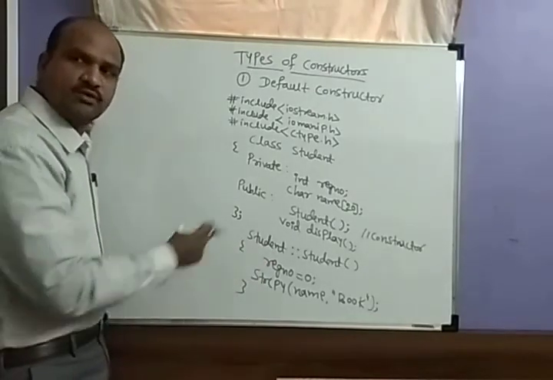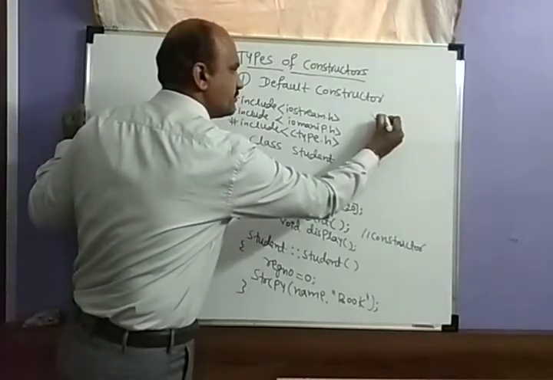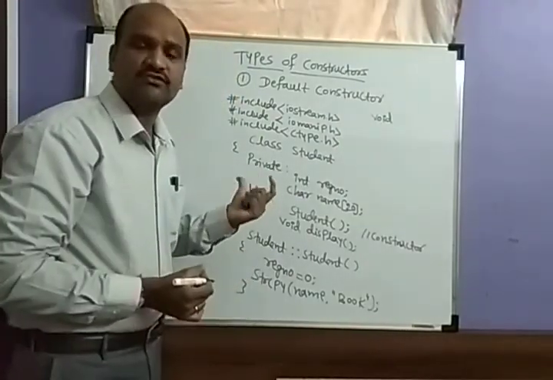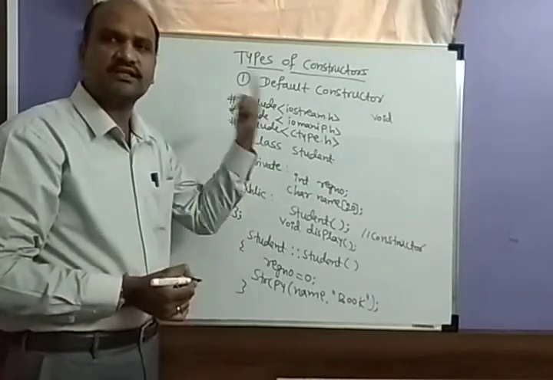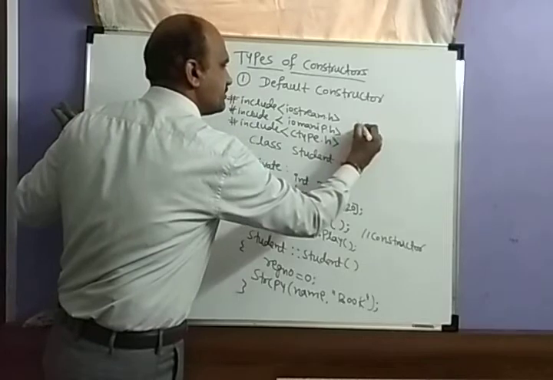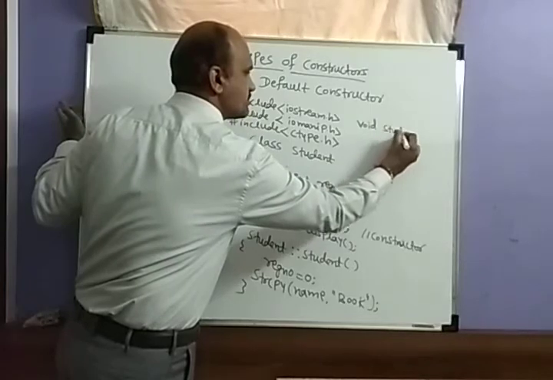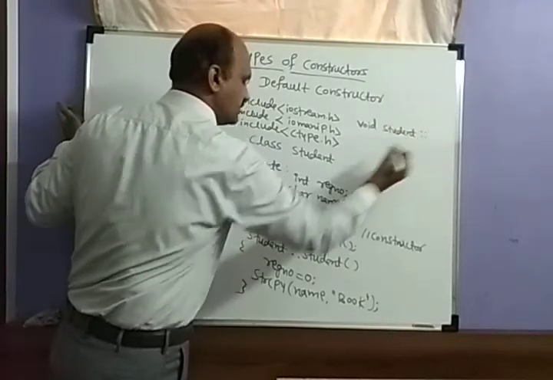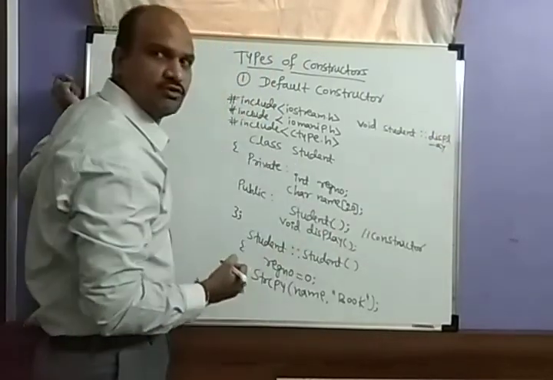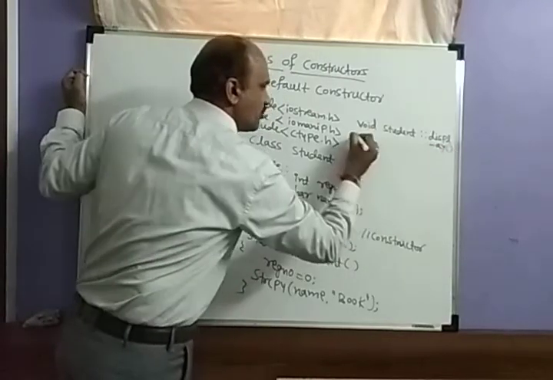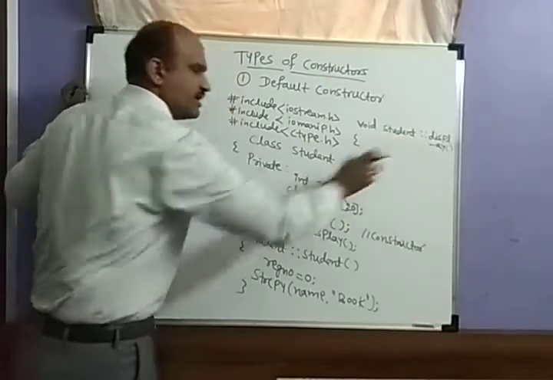Okay, then second one, we have a function, that is void display. As this is a normal function, you should define it with the scope resolution operator and the class name. So void, this is the return type, then the class name student, then the scope resolution operator, then the function name display. Earlier we discussed using the scope resolution operator with a normal function: return type, name of the class, scope resolution operator and the function name.